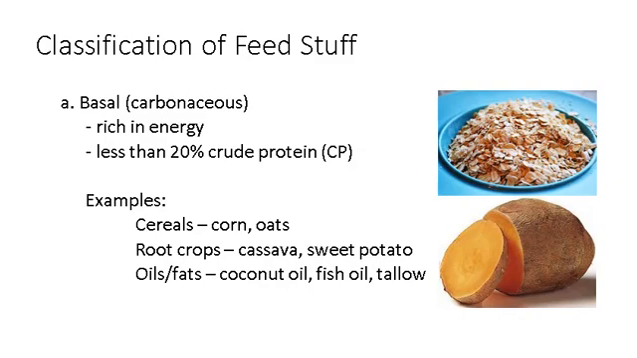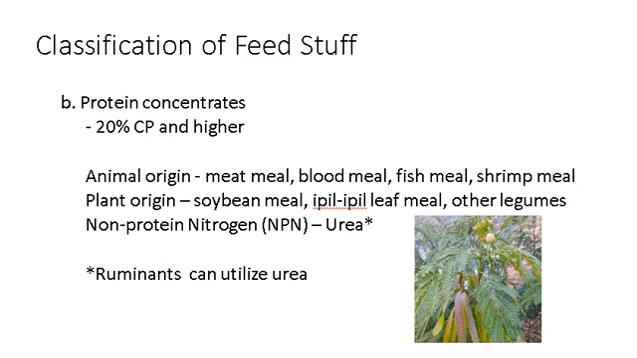So under concentrates, merong tinatawag na basal or carbonaceous, which is high in energy, and yung crude protein niya is less than 20. For example, corn or oats, meron din cassava or sweet potato. Yung oils and fats naman, merong coconut oil, fish oil, or tallow, or yung fat ng baka. Now, let's go to protein concentrates.